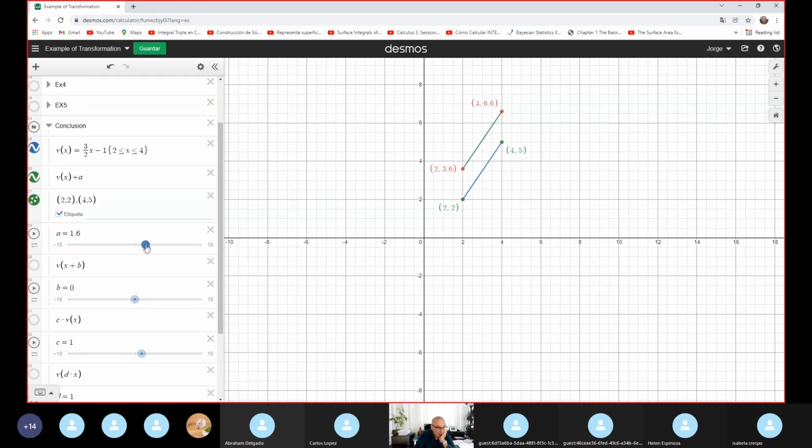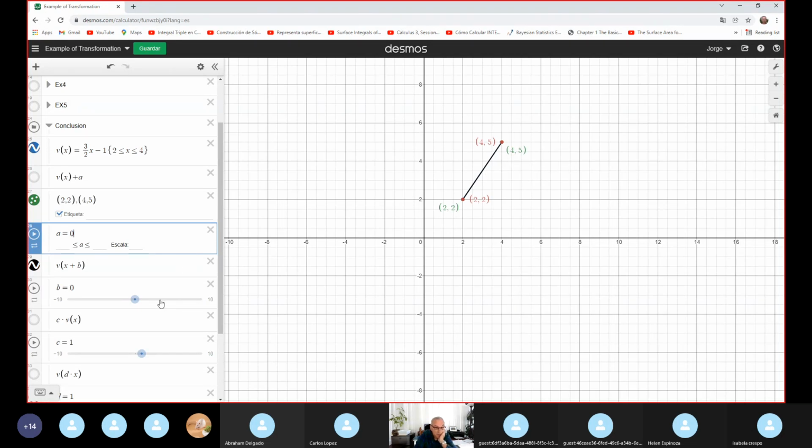However, let me do B. B is horizontal. But wait. Let me restore A to 0, so no vertical shift anymore. Only one transformation, no?